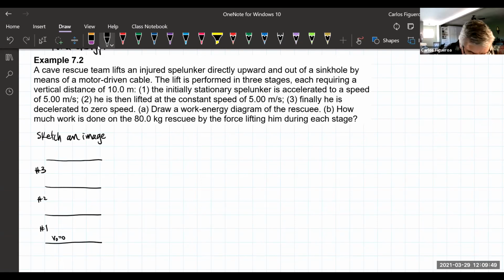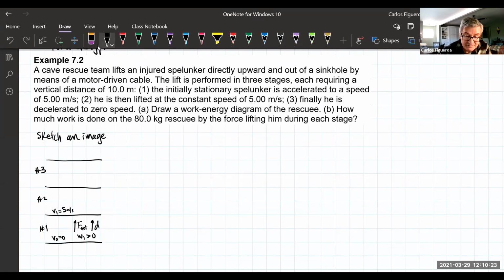Well, we know that he speeds up from rest to 5 meters a second. The only way we can do this is if there's a net force and the displacement in the same direction. We are doing positive work during stage 1. And then what they say here is that you're speeding up over that interval to 5 meters per second.